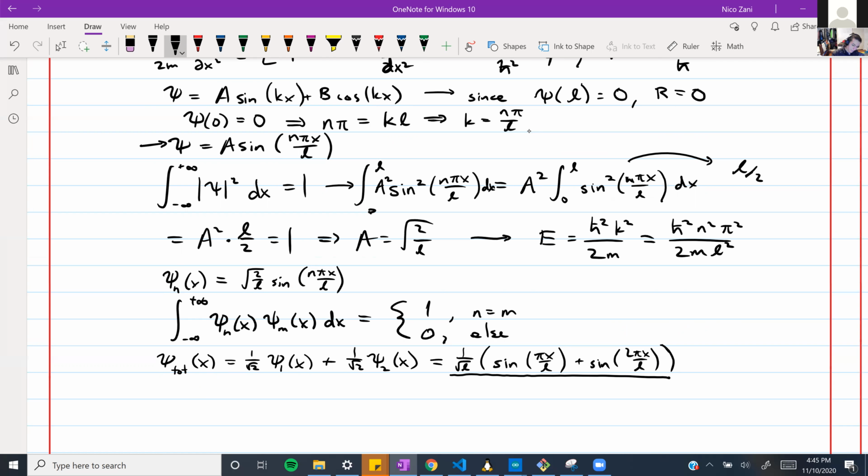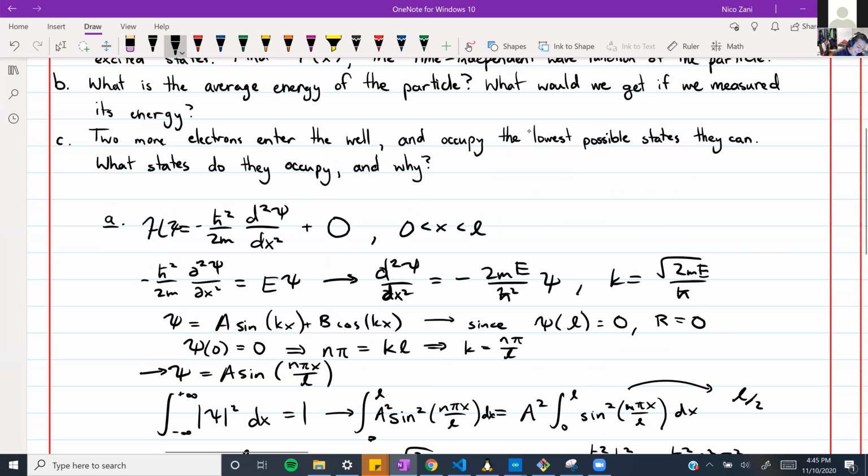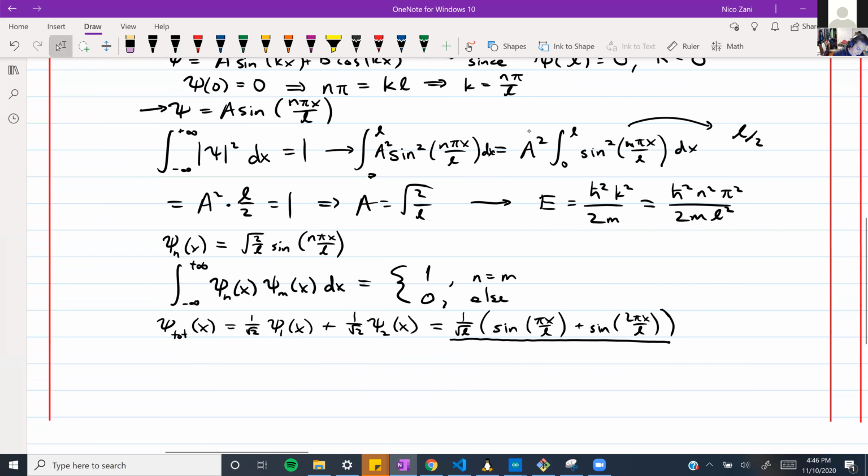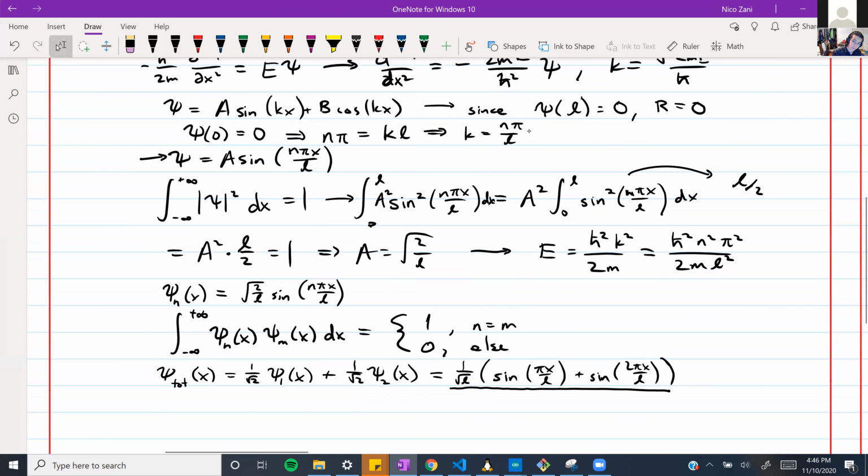Okay, cool. So the next question is, what is the average energy of the particle? What do we get if we measured its energy? All right. Does anyone want to give an answer to this? Because this is a little more qualitative.